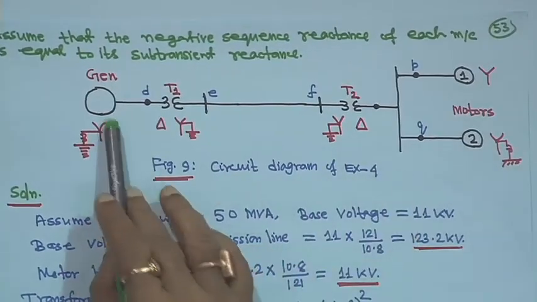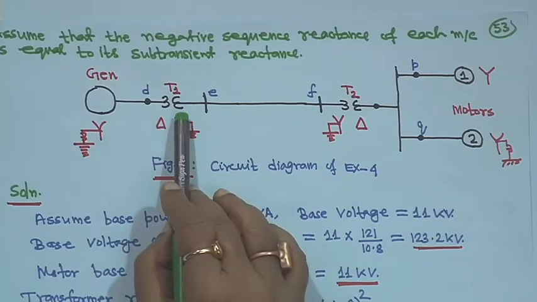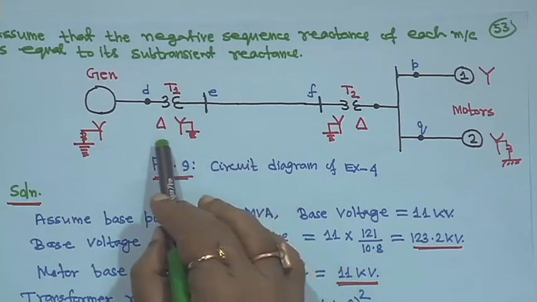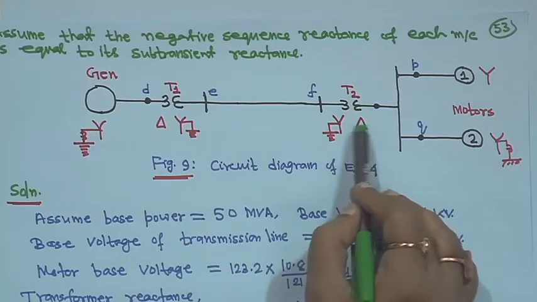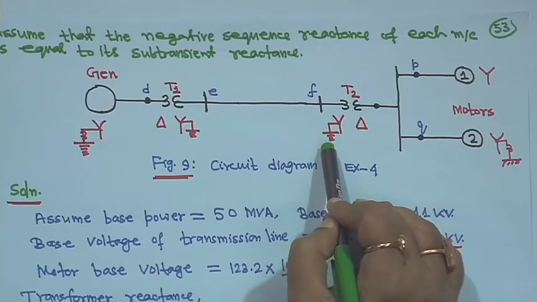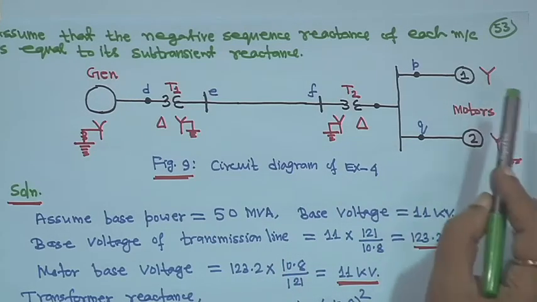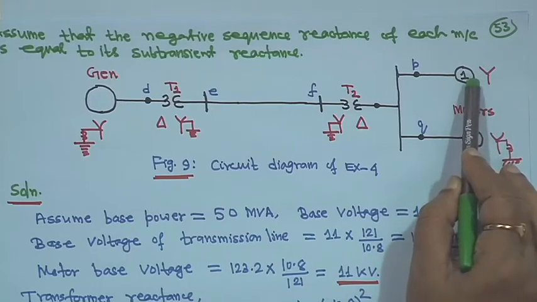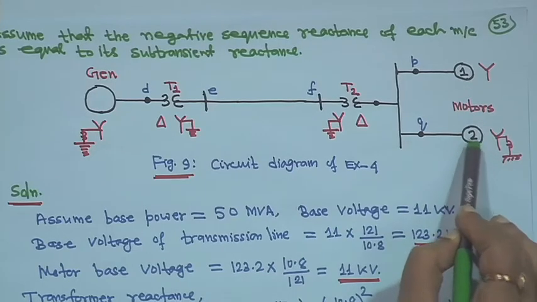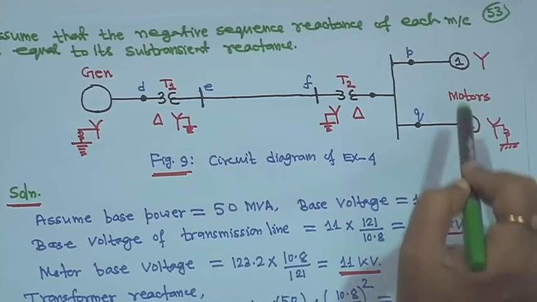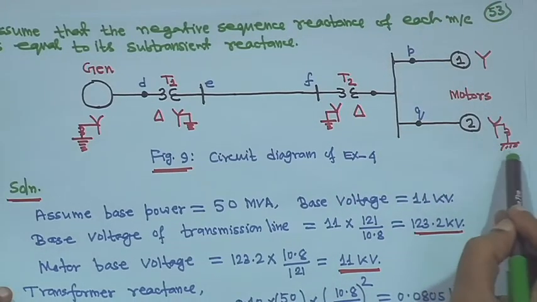You have a generator, star connected and grounded. This is transformer T1, a delta star transformer, star side is grounded. This is transformer T2, star delta, here also star side is grounded. Here this is motor 1, star but no ground, and this is motor 2, written in the bracket inside the motor circle, and this motor is grounded, right.